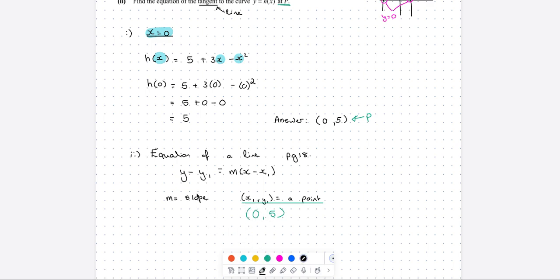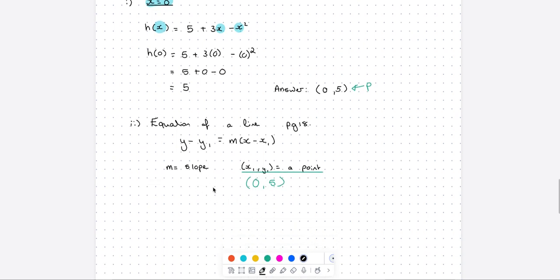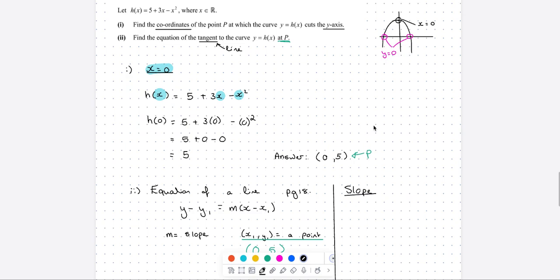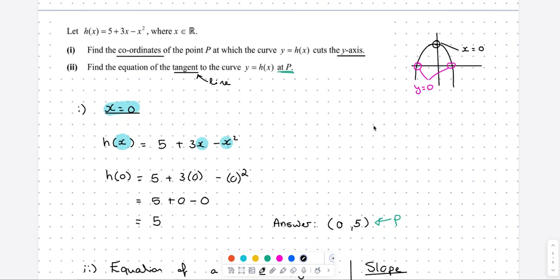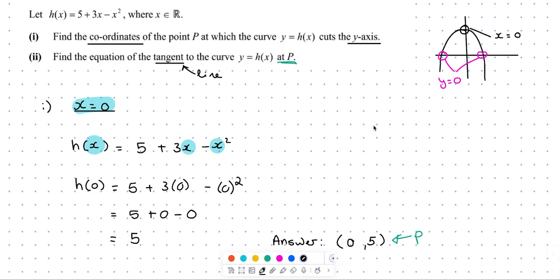For our slope though, we're going to have to do a little bit of working out. So I might just divide the page up for a little second for myself, and I might just work on getting the slope over here. Okay, so I need to find the slope. We're in a calculus question. You should know and hopefully be able to recall that when you want to get the slope in a calculus question, that's what differentiation is for.